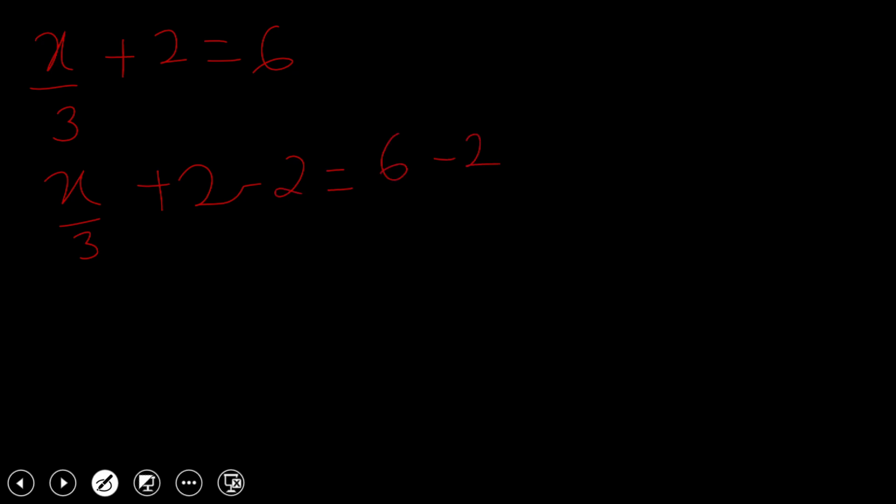Another example is when you have x over 3 plus 2 equals 6. Now you need to make x over 3 the subject of the formula. So you have x over 3 plus 2 minus 2 equals 6 minus 2. So plus 2 minus 2 is 0, equals 6 minus 2, which is 4. Now you have x over 3 equals 4.